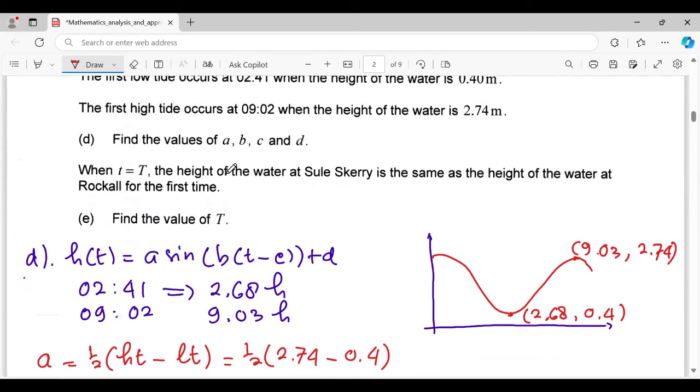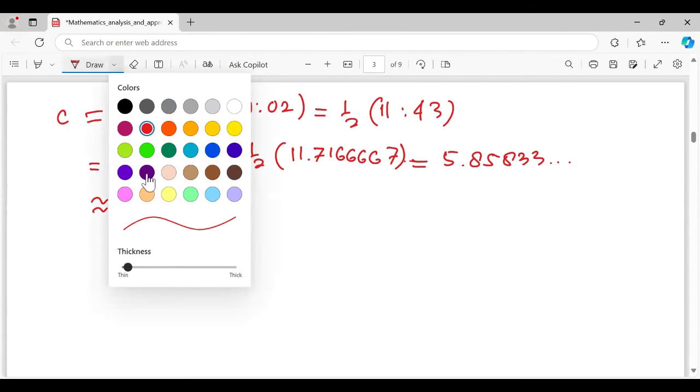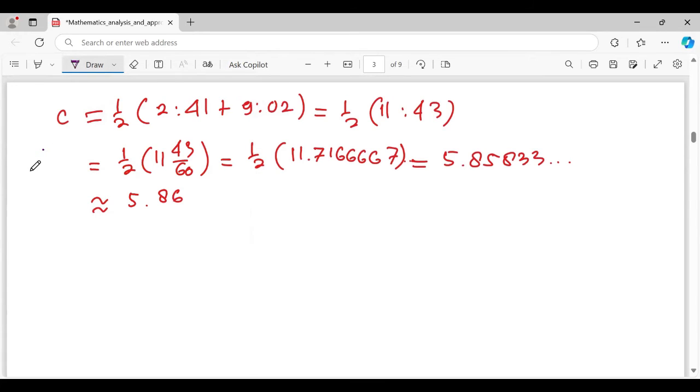When t equals T, the height of the water at Sulskerry is the same as the height of the water at Rockall, Sulskerry Island and Rockall Island, for the first time. Find the value of T. Right. So let's change the color. Part E.